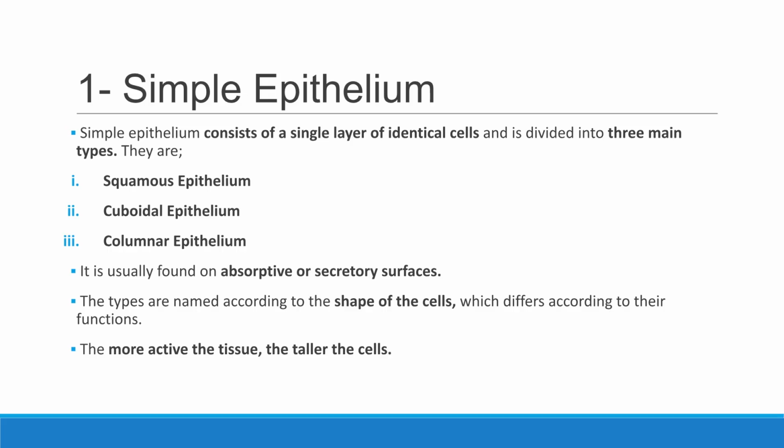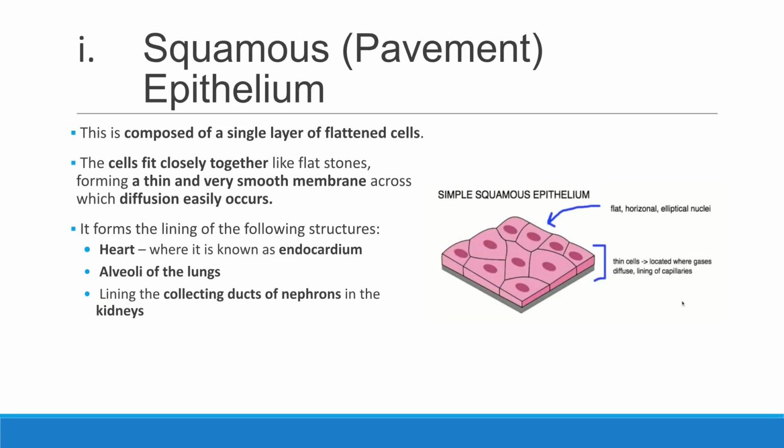Simple epithelium is divided into three main types: squamous, cuboidal, and columnar epithelium. Squamous epithelium is a single layer of flattened cells that fit closely together, forming a smooth membrane. This allows for easy diffusion. It lines structures like the heart, alveoli of the lungs, and kidney nephrons.